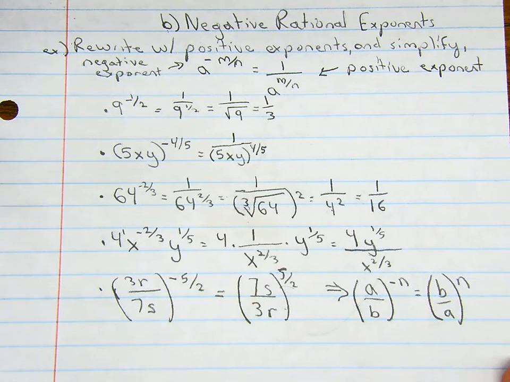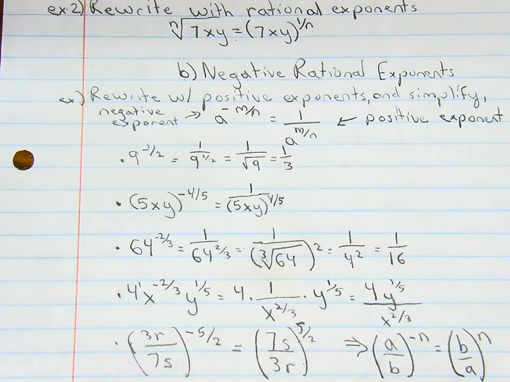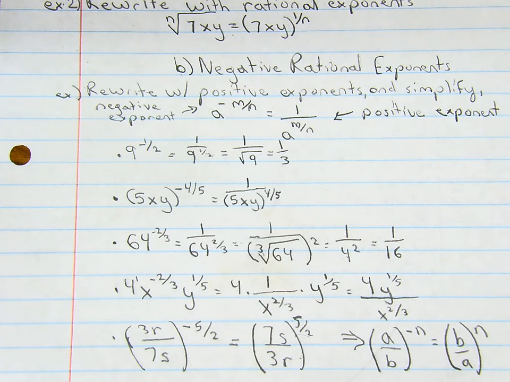All right, so those are some basics of working with negative rational exponents and just rewriting exponents in general. All right, I hope this helped.